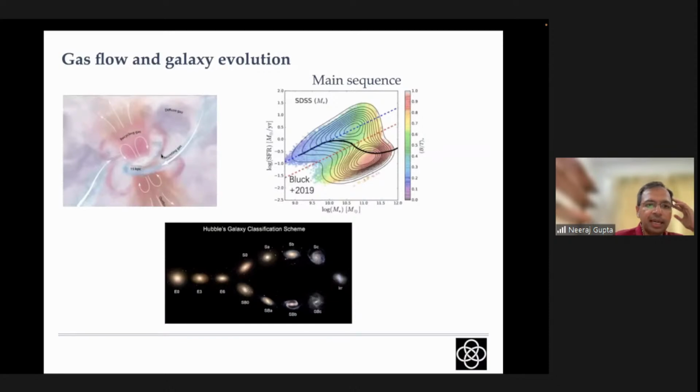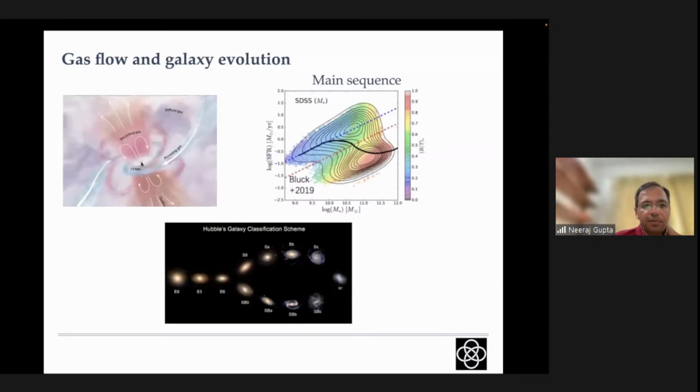And then this gas, the galaxies also acquire gas through accretion from the circumgalactic medium, because otherwise it cannot sustain that ongoing star formation in the galaxy. So this supply has to be maintained, otherwise at some point star formation will stop.